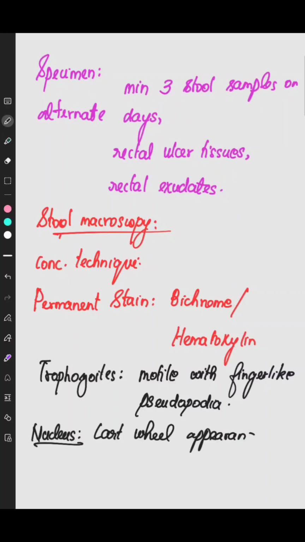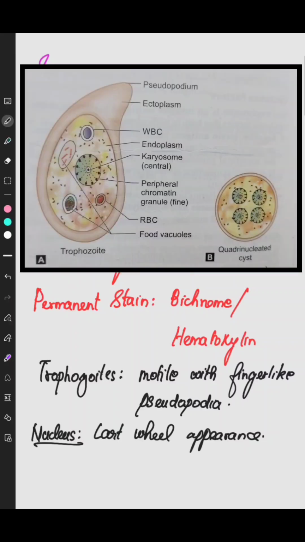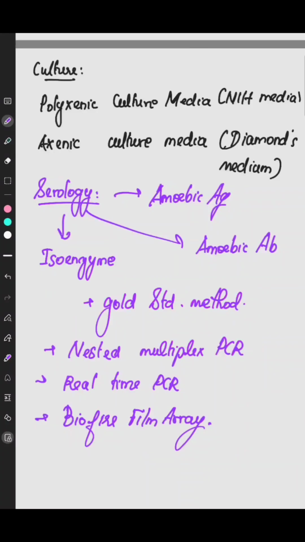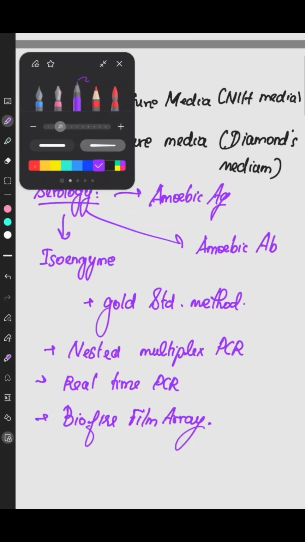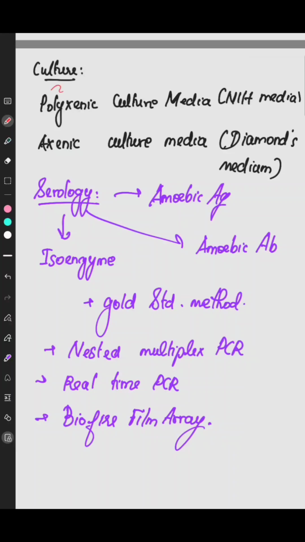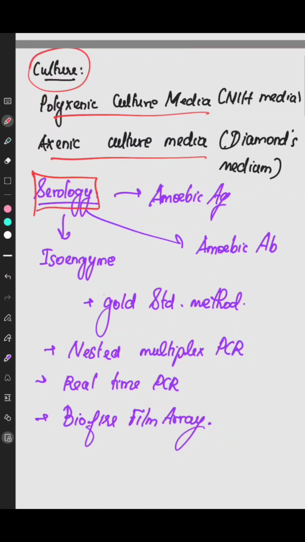And then there are many cyst stages, and the uninucleated cyst contains chromatoid bodies and a large glycogen mass which stains brown with iodine. Here is the picture of trophozoites and the quadrinucleated cyst. Cyst is the infective and the diagnostic form. And now we are going to do the culture. For culture you can use polyxenic culture media, which is known as NIH media, or else you can use axenic culture media, which is also known as Diamond's medium.